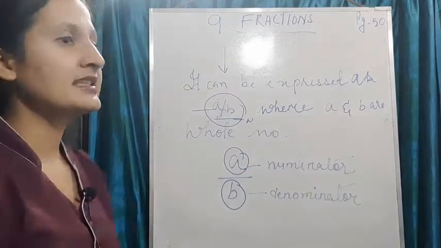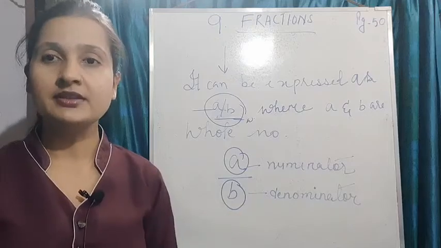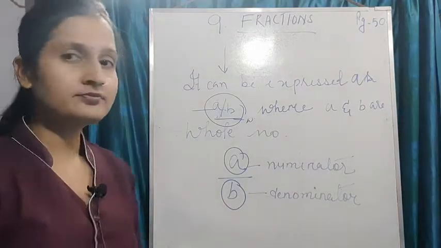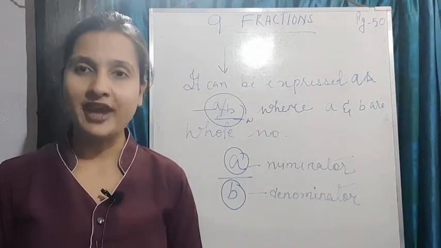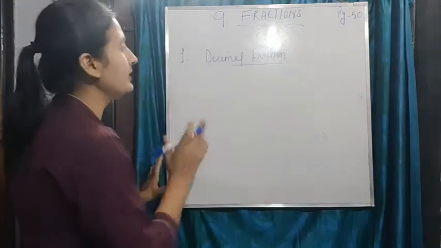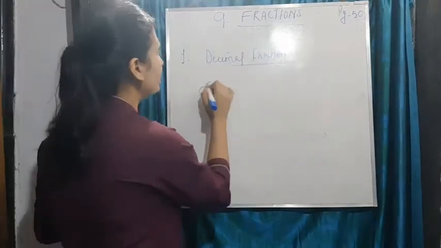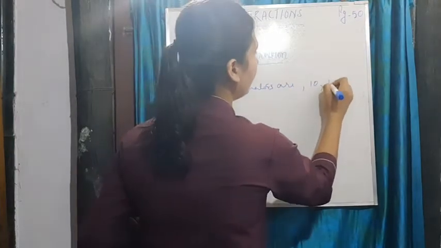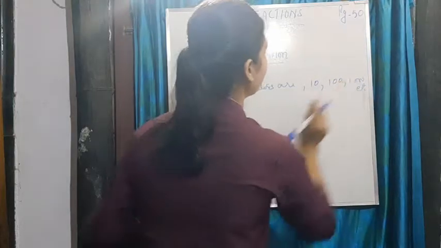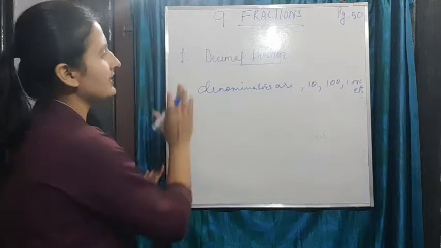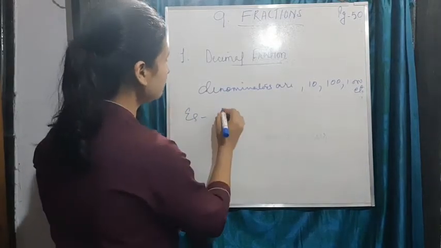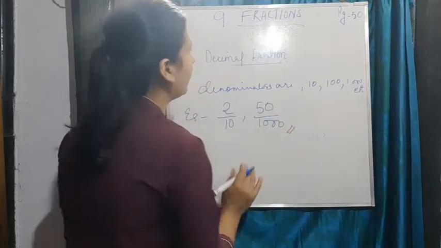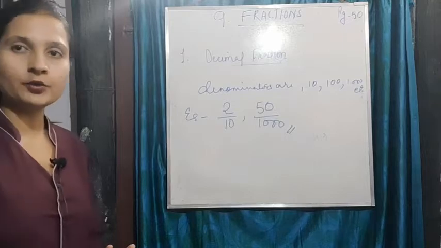Further, this fraction is classified into different types based on the numerator and the denominator. Let us see what are the types of fractions. The first one is your decimal fraction. In decimal fraction, the denominators are either 10, 100, 1000, etc. This type of fraction is called your decimal fraction. For example, 2 by 10, 50 by 1000. These are your decimal fractions. I hope this is clear to you.